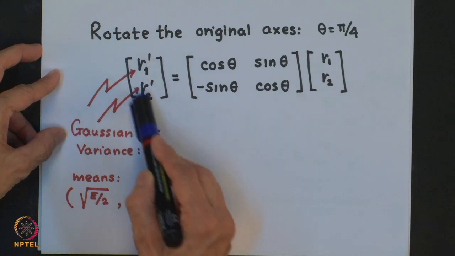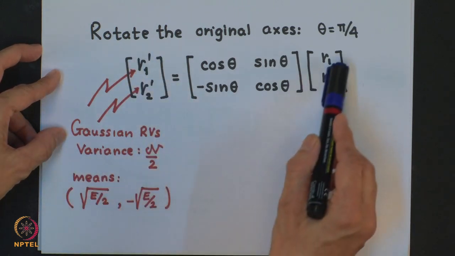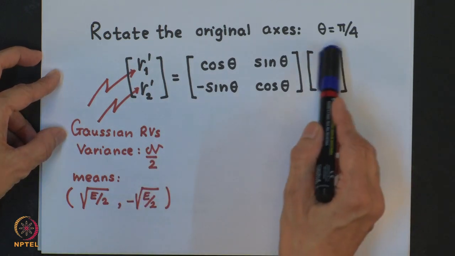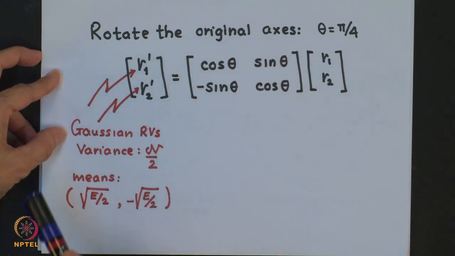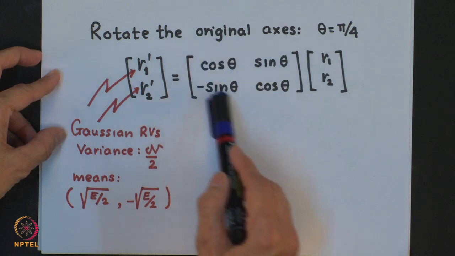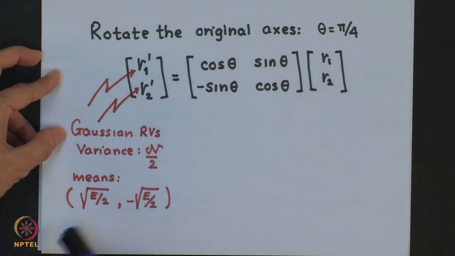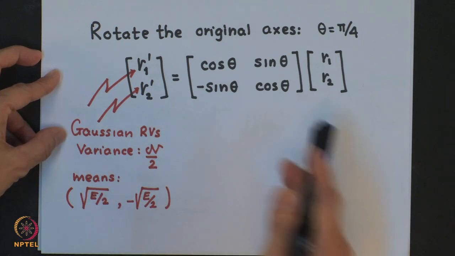You have this new coordinate points for the receive vector in terms of the old coordinate points of the receive vector through this transformation matrix. This transformation matrix, remember, is orthonormal. You can easily show this. So, based on our principle of rotational invariance, the probability of error which we calculate now should be the same as we get in the earlier case.